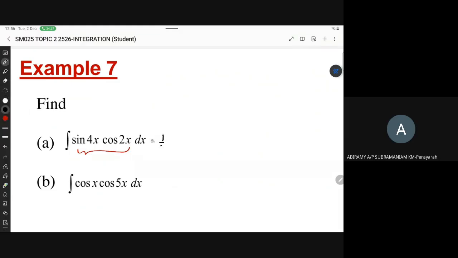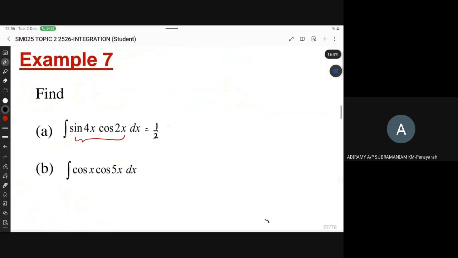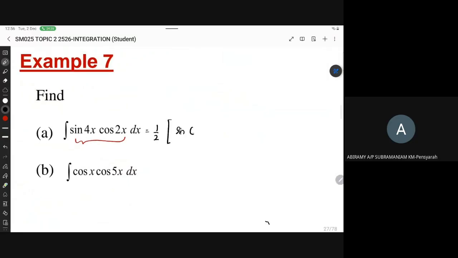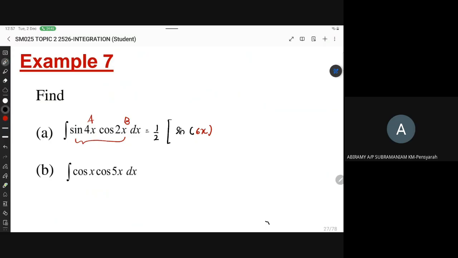Sine A cos B is 1 over 2 sine A plus B plus sine A minus B. So this is your A, this is B. Sine A plus B will be sine 6x, 1 over 2 sine 6x, plus sine A minus B, 4x minus 2x will be 2x, dx. Do not forget the integral sign. Integrate 1 over 2 sine 6x plus sine 2x dx.